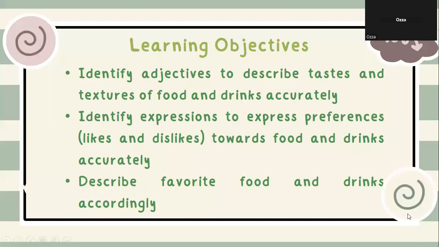Before we learn about the material, you should know about the learning objective. After you learn this material, you should be able to identify the adjectives to describe taste and textures of food and drink accurately. You should also be able to identify expressions to express preferences, like what you like and dislike about foods and drinks accurately. And then you should be able to describe your favorite food and drinks based on your opinion.